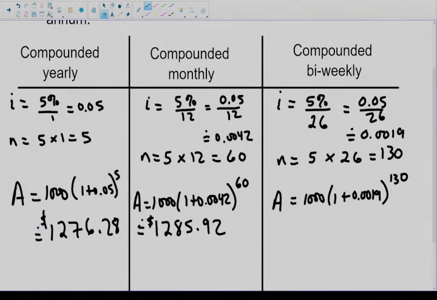And now the last one, 1,000 times bracket 1 plus 0.0019, close the bracket, to the power of 130. And that one gives approximately $1,279.88. So remember, same amount of time in the bank, but look at the difference.